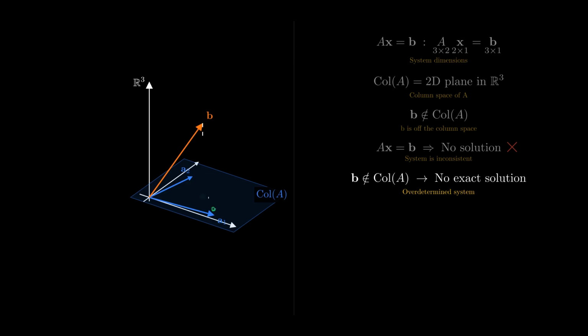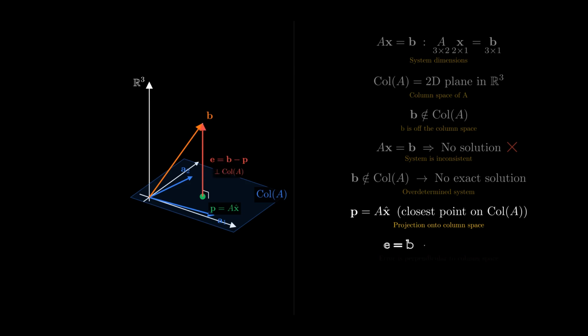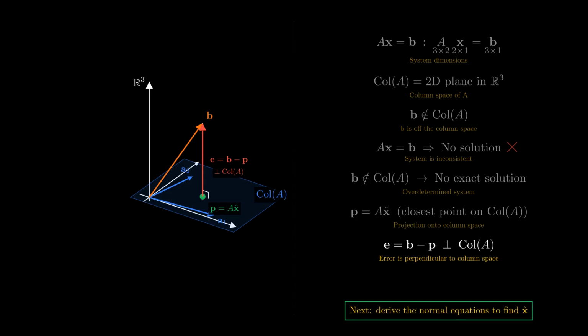So what do we do instead? We look for the closest point on the plane to b. That closest point is called p, which equals A times x hat, where x hat is our best approximate solution. The error vector e equals b minus p, and it drops perpendicularly from b down to the plane. Finding its closest point requires setting up a different system of equations.